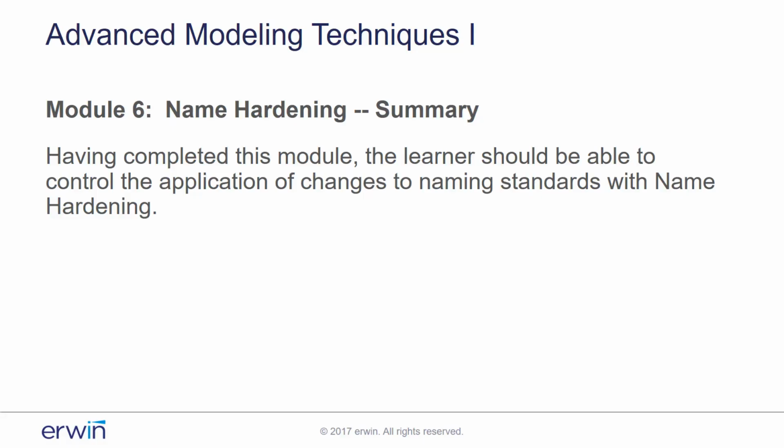We don't want to re-engineer every schema for every minor change of the schema or for every minor change in the naming standards. Name hardening provides detailed control easily over how and when the naming standard changes are permitted to affect the data models.